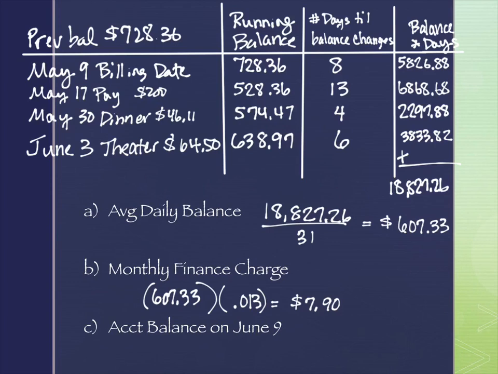So when it asks for the account balance on June 9th on C, what happens is it takes the final amount we owed, that was my $638.97, that's where we left it, and it adds on the finance charge that we just calculated. Okay, the average amount was used to find the finance charge, but it's not what we actually owe, right? It's an average. So when we're looking at part C here, we're going to take the $638.97 from our table. We're going to add the finance charge of $7.90 to it, and we will end up with $646.87. And that's the bill that we would then receive in the mail the following month. Okay?